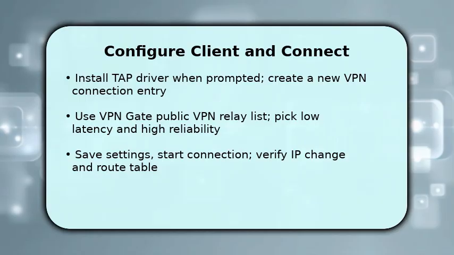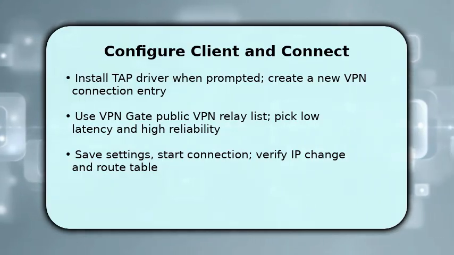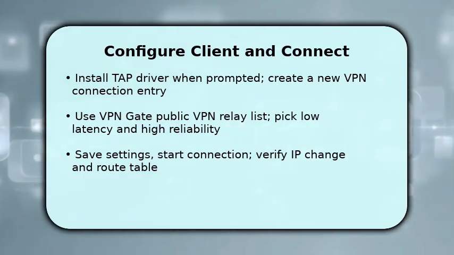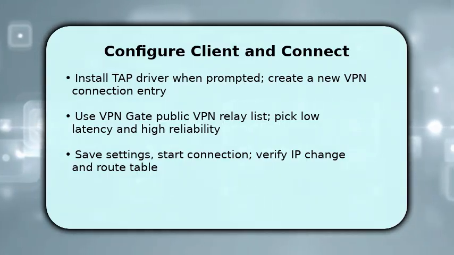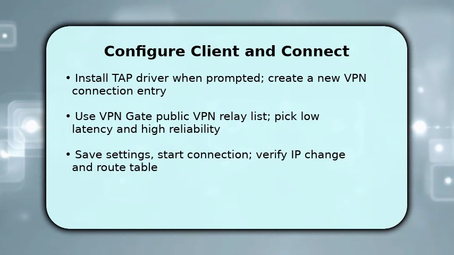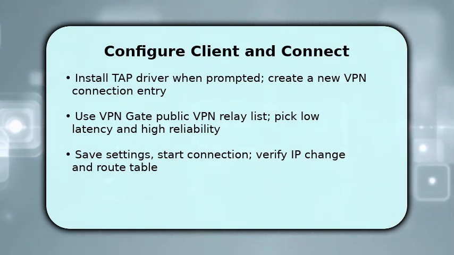Once you connect, watch the client status and confirm your public IP has changed and the route table shows VPN routes. If you need specific app routing, adjust local priority or use split tunneling settings inside the client.